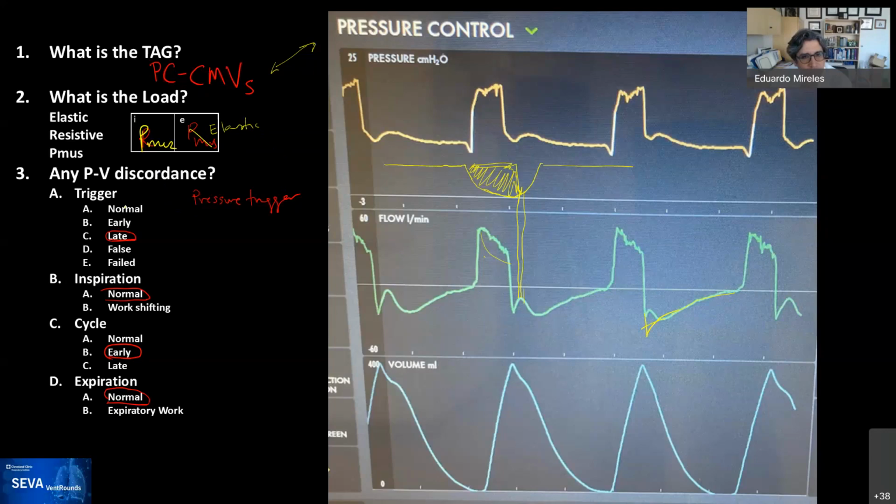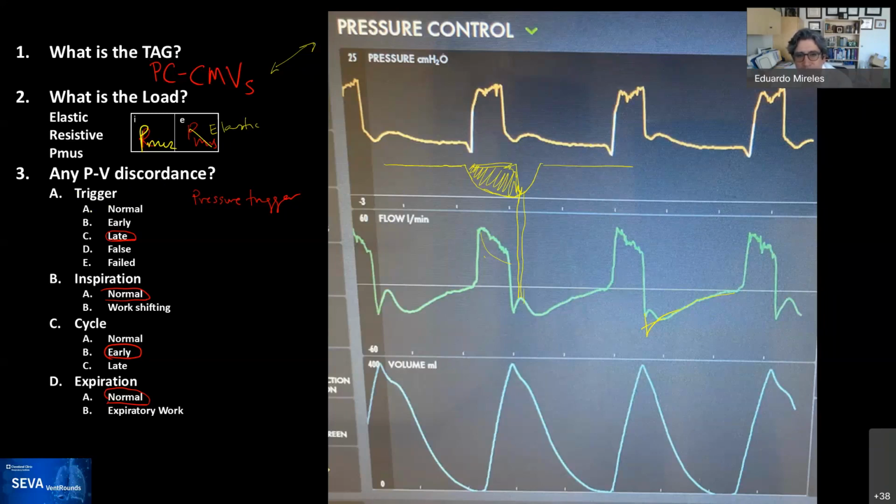In terms of trigger, and well, we'll talk about the other clue in a second. In terms of trigger, I agree with you. You caught this very nicely. This is a pressure trigger. And the reason why this patient is a pressure trigger, I cannot tell you. I just took the picture.